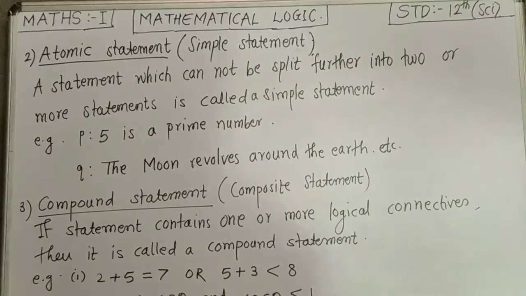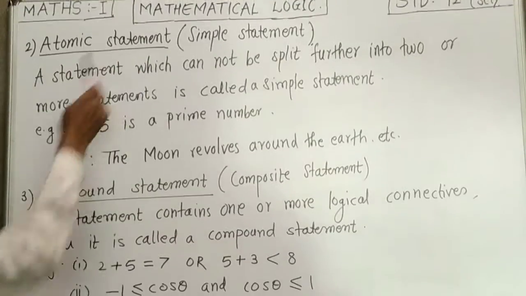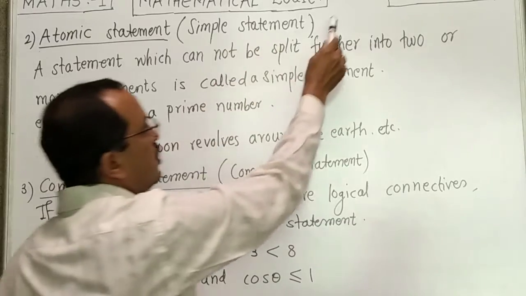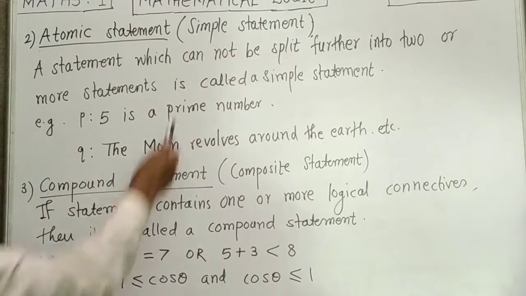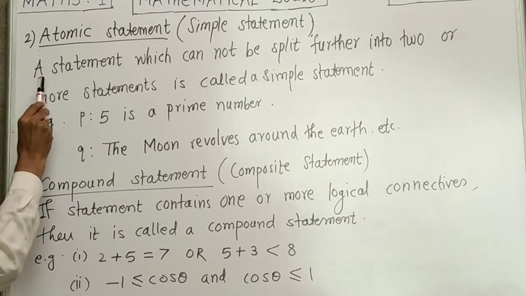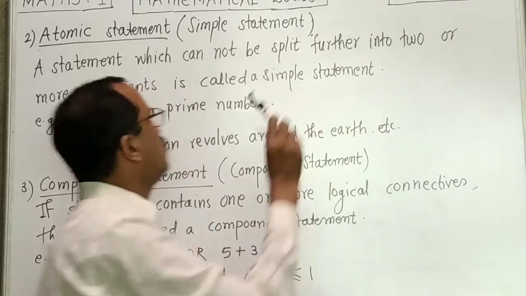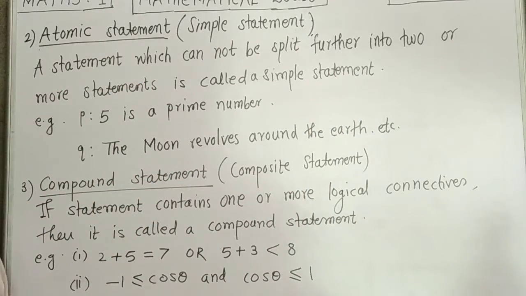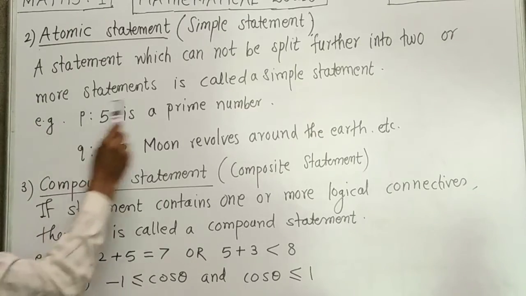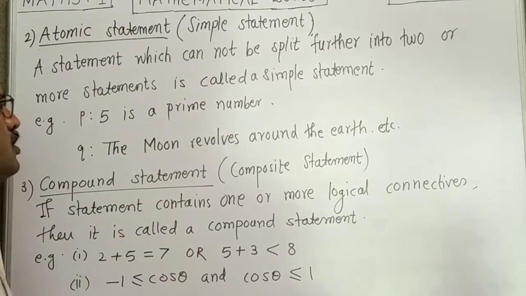Now we discuss two types of statements here. One is atomic statement. It is also called simple statement or prime statement. We use the word simple statement here. Definition: a statement which cannot be split further into two or more statements is called simple statement. Means in a simple statement we cannot use any connectives.